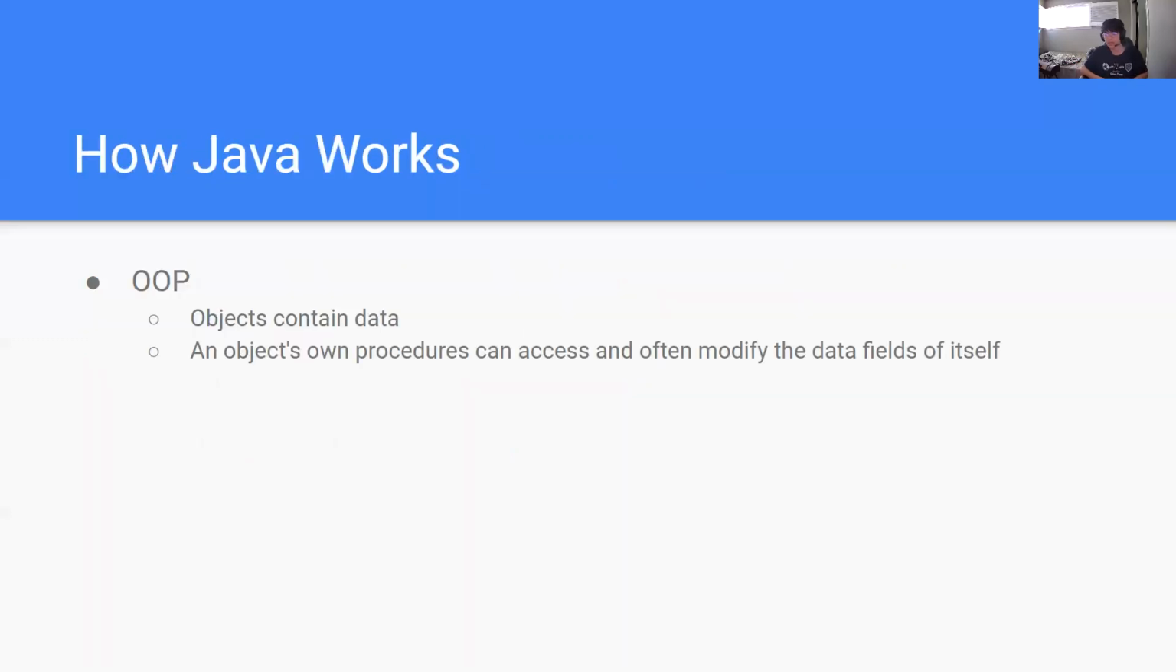Now, just a basic understanding of how Java works. Java revolves around the concept of OOP, or object-oriented programming. So basically, what an object is, it's just data, right? Objects contain data, and another important thing to note is that an object's own procedures can access and modify the data fields of itself. Meaning, you can program the object to modify itself, to change the different parts of itself. And obviously, this is just a very general outlook. Everything's going to be explained further in detail.